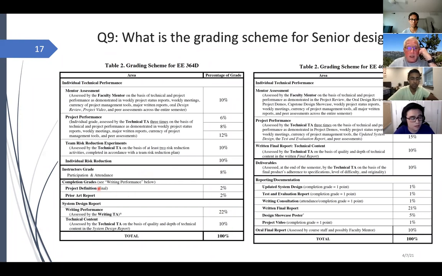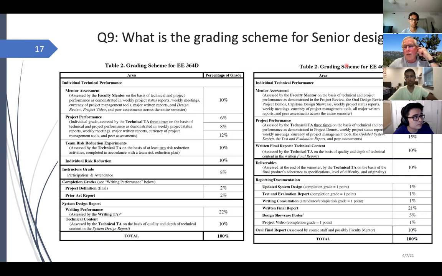You'll do the project definition report. You'll do a prior art report. You do a system design report. And what you'll notice is that it's about 32%. I don't know if this all adds up, but between 33 and 34% of your grade will be on writing, because we have a writing flag in this class.